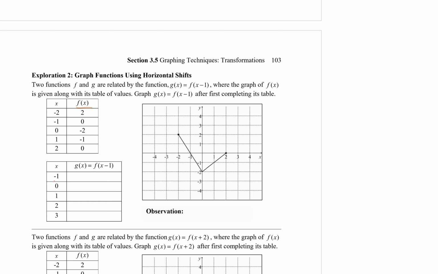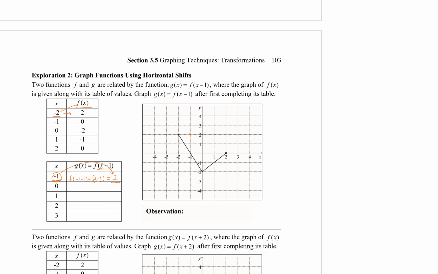So when I plug in negative 1 into here, it's going to be f of negative 1 minus 1, right? Which is f of negative 2. We agree? And f of negative 2, according to this, is equal to 2. Perfect. So let me plug that in. When x is negative 1, the solution is 2. Why? Because when I plug in negative 1 into this x, it gives me f of negative 2, which happens to be 2. So when I plug in negative 1, the answer is 2.